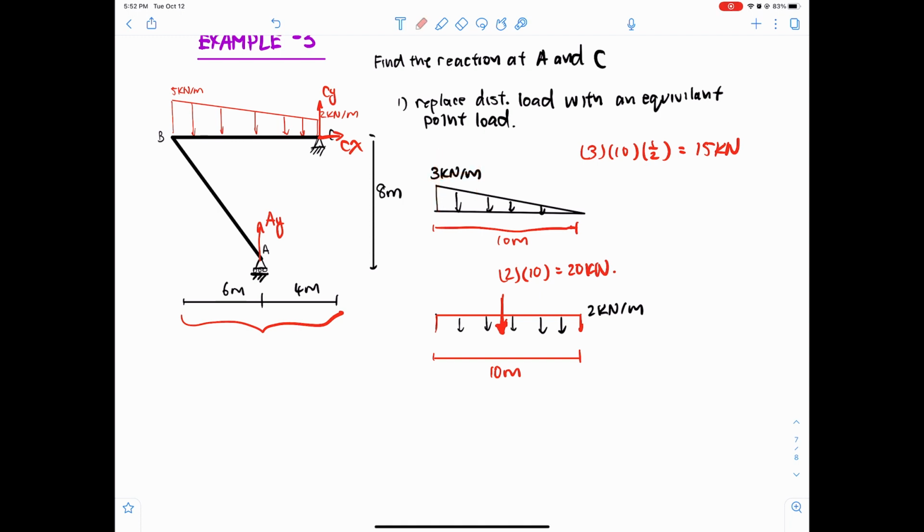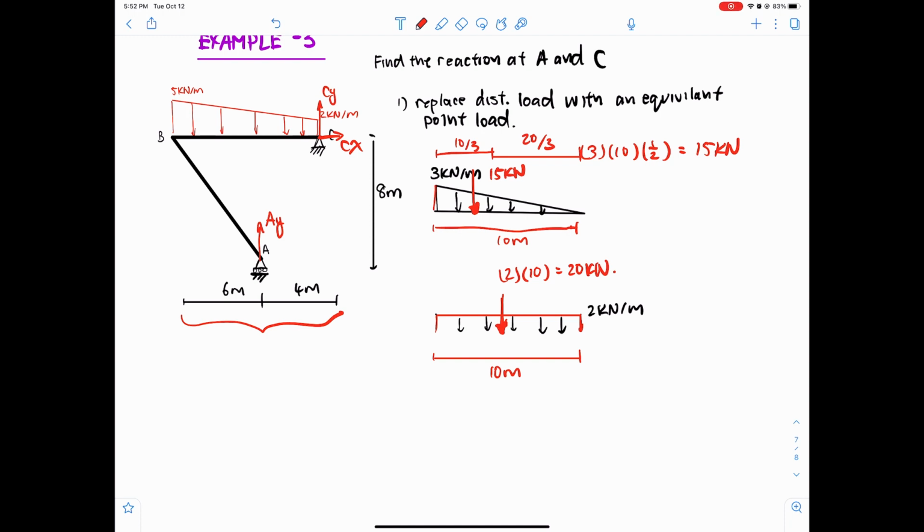all right? So 1/3 of 10 is just 10/3. Or you can do 20/3 on this side, right? So this equivalent load would be 15 kilonewtons, the total load, at 1/3 of 10, starting from the larger end, okay?